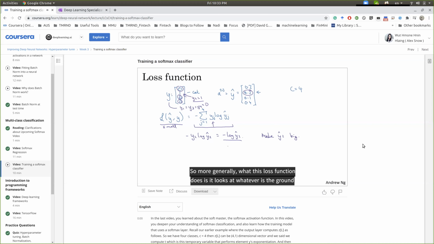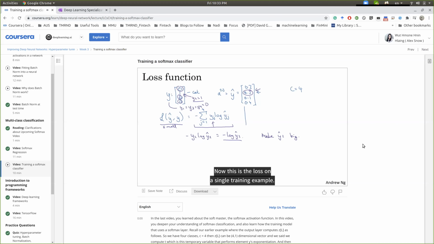More generally, what this loss function does is it looks at whatever is the ground truth class in your training set, and it tries to make the corresponding probability of that class as high as possible. If you're familiar with maximum likelihood estimation in statistics, this turns out to be a form of maximum likelihood estimation. But if you don't know what that means, don't worry about it. The intuition we just talked about will suffice.